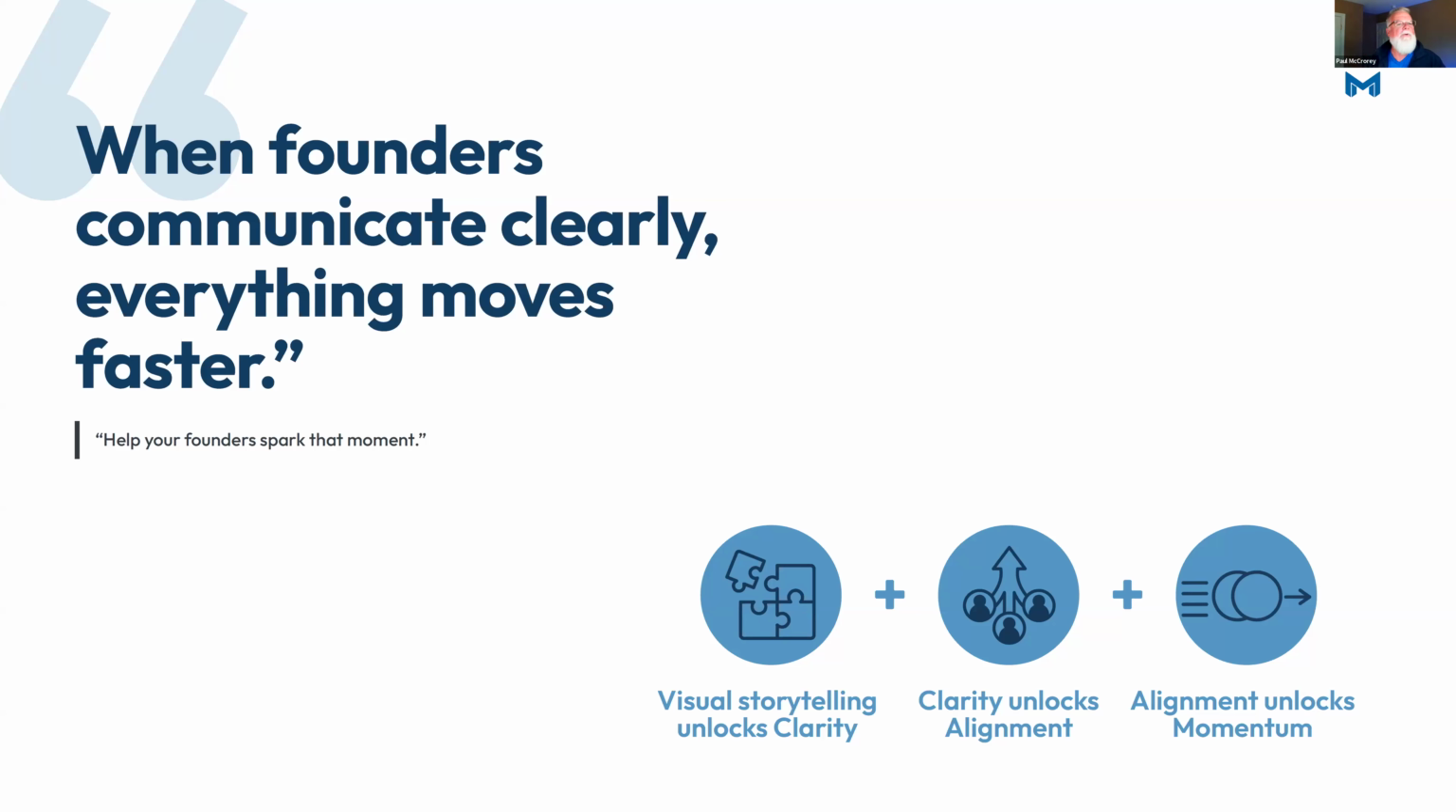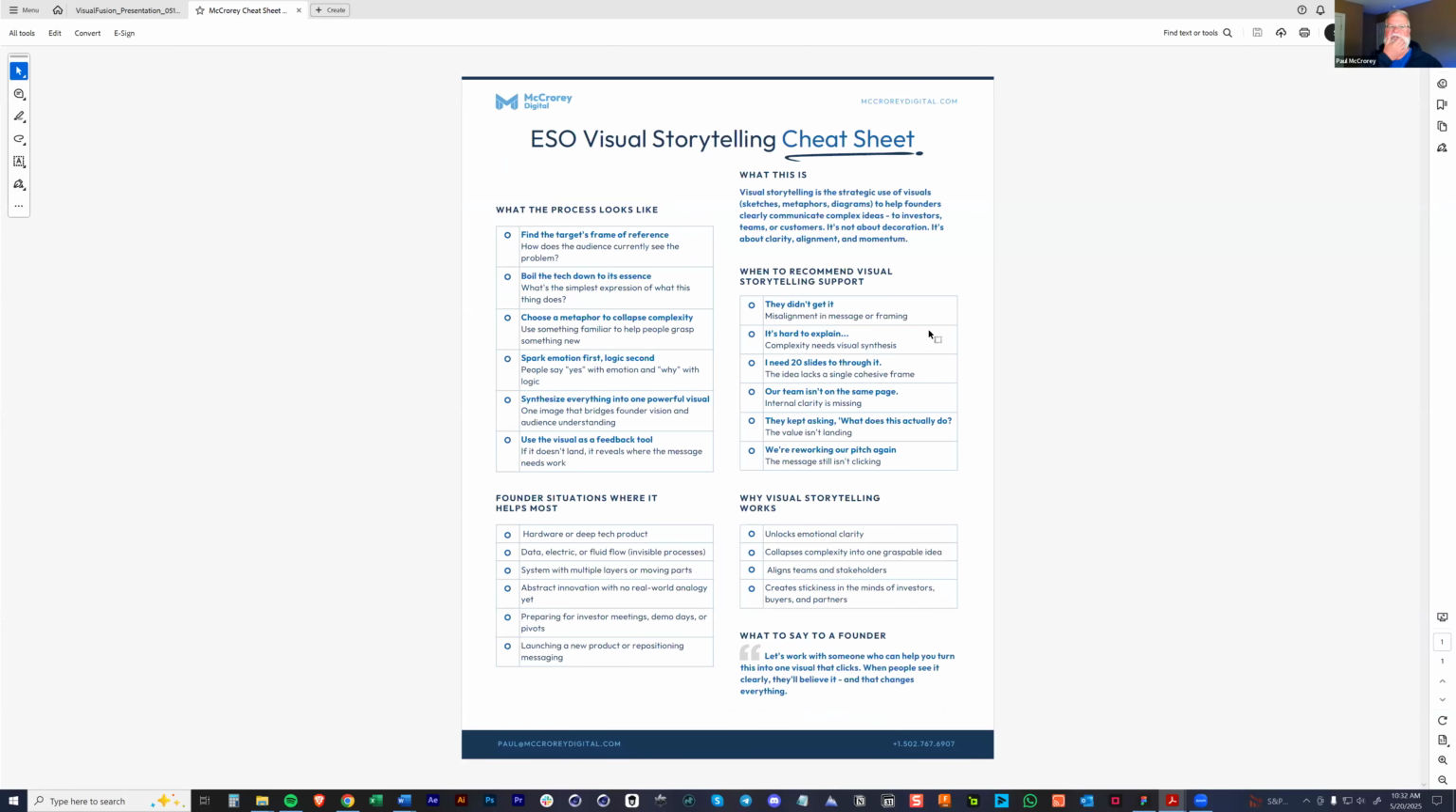So anyway, let me show you the cheat sheet I've built here. Basically this cheat sheet is a summary of the talk: find the targets, frame of reference, boil down the tech, choose a metaphor, spark emotion, synthesize it all, use a visual as a feedback tool. And then here are situations where it's going to help the most, and so forth. So hopefully this will be helpful to the group.